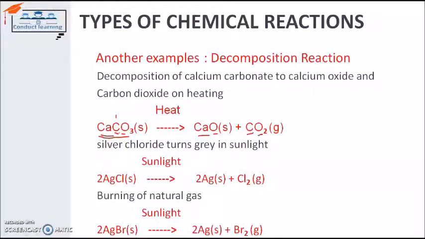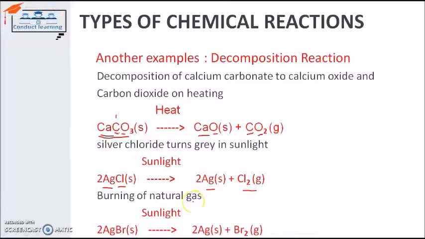When we expose silver chloride to sunlight, the silver chloride will be decomposed into two different products, silver and chlorine. You can see silver is represented by Ag and chlorine by Cl. We have taken two molecules of silver chloride, and they decompose into two molecules of silver and one molecule of chlorine.